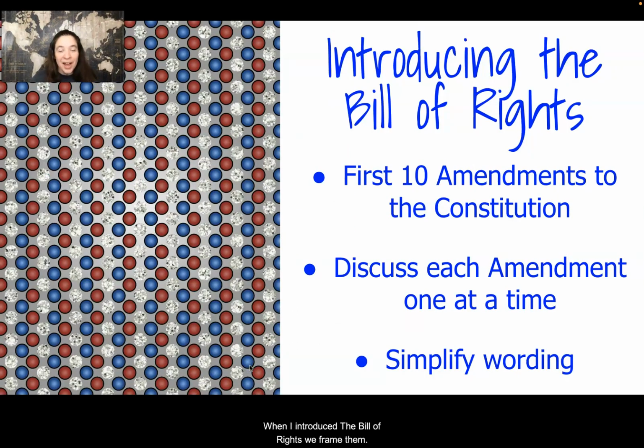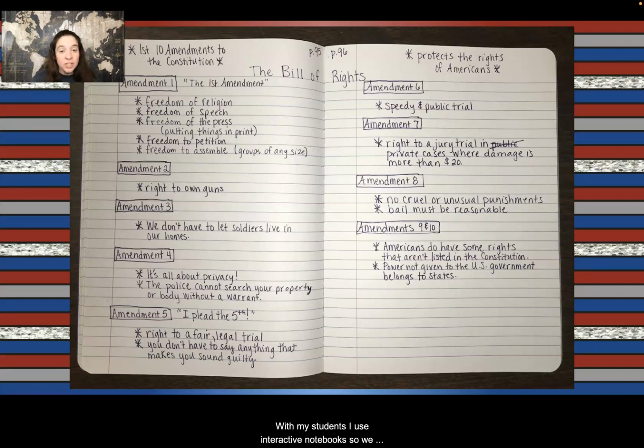When I introduced the Bill of Rights, we framed them saying that the Bill of Rights is the first 10 amendments or changes to the Constitution. We talk about each amendment one at a time, and I simplify the wording. With my students, I use interactive notebooks, so we will just make a full page spread about the Bill of Rights. We will break down each amendment into the simplest meaning that I can make for them. Because with fifth graders, they need just the basic meaning of each amendment because they get really confused with those 18th century words and terms. So I make sure to break down the Bill of Rights very simply for my students.